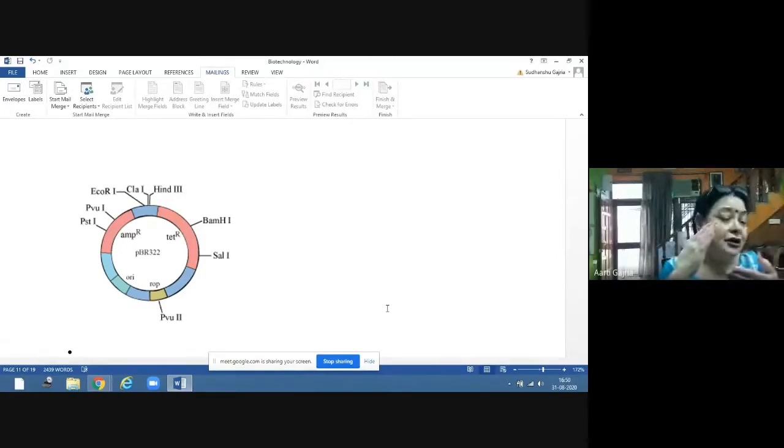So the molecular scissors, the restriction enzymes which we use to cut the plasmid, should be the same as the restriction enzyme which we are using to cut the desired gene from wherever we are taking it. So we have to cut the desired gene with the same restriction enzyme. So the recognition site should be only one in the vector. Otherwise, we will have fragments of plasmid which we don't want.